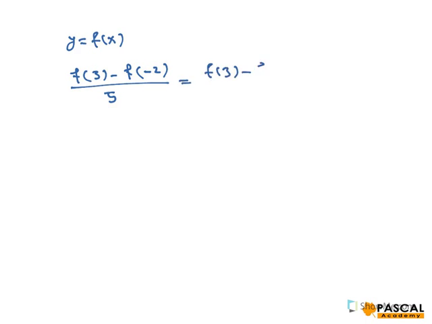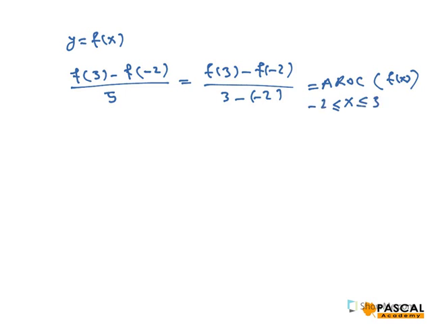Next example. What does this quantity represent? Given y = f(x), this quantity can be written as (f(3) - f(-2)) divided by (3 - (-2)), which is the average rate of change of f(x) when x is between -2 and 3.